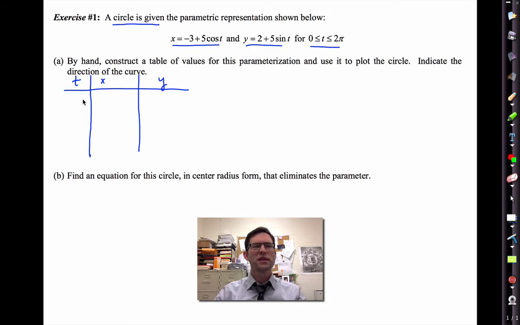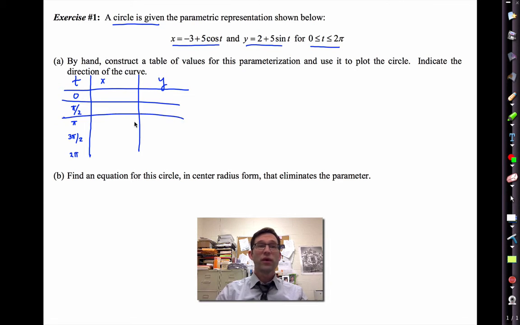So let's fill out a table. And why don't we start by using what are known as the quadrantal angles: 0, pi over 2, pi, 3 pi over 2, and 2 pi. Now I'm going to do this pretty quick because at least for my students the expectation is that they know the sine and cosine of these angles pretty much almost immediately.